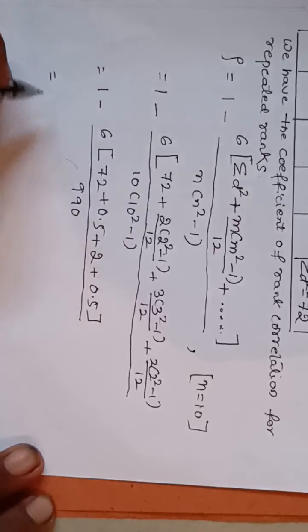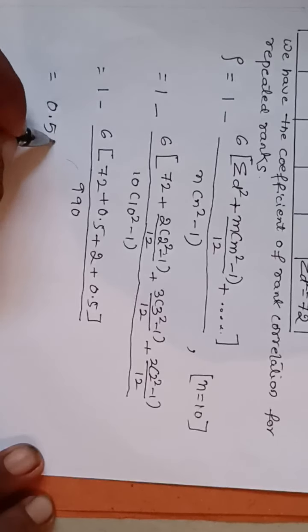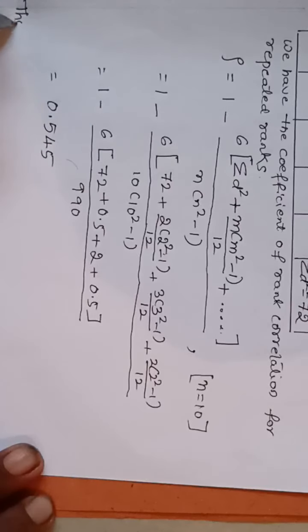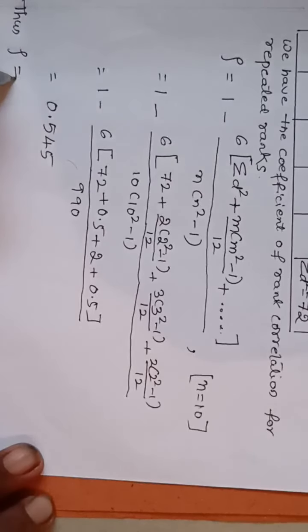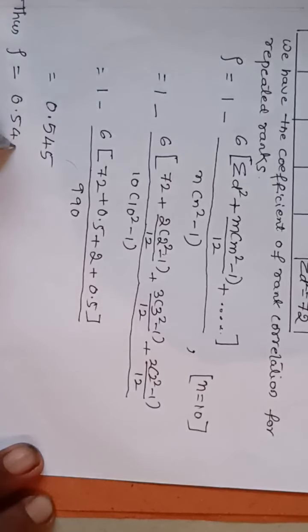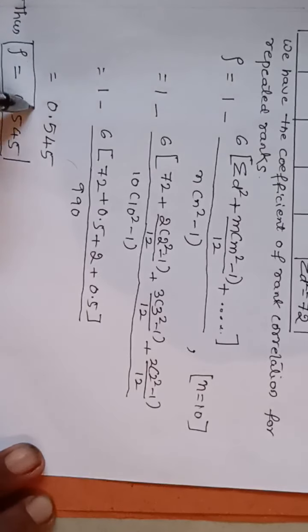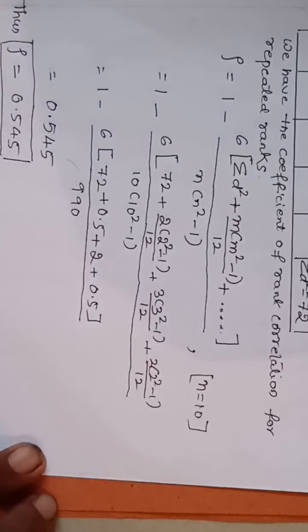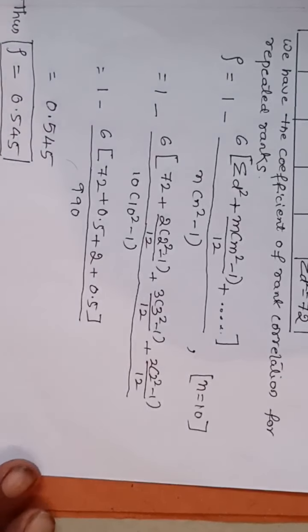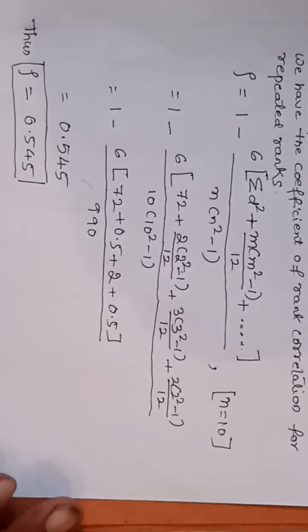If you calculate in the calculator, we'll get 0.545. Thus we can write, rho is equal to 0.545. This is the final answer for this type of statistical problem where ranks are repeated. I hope you understood solving this type of problem.